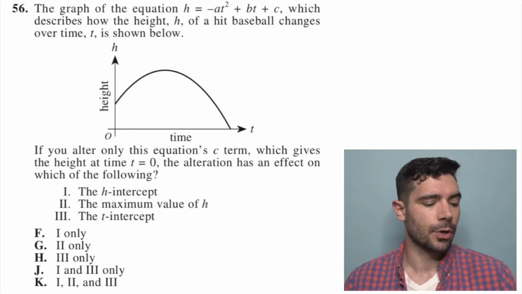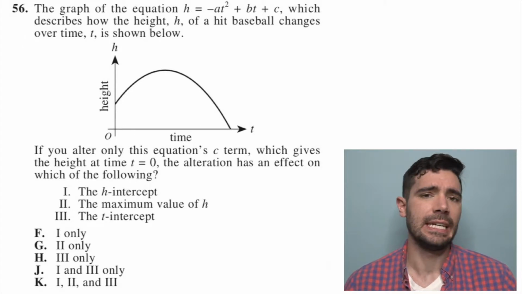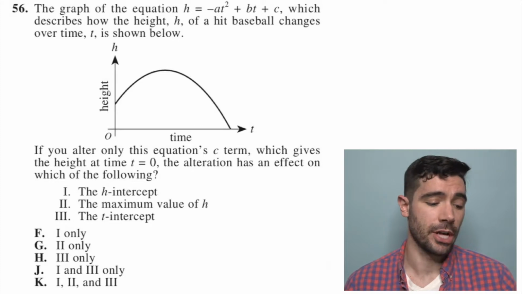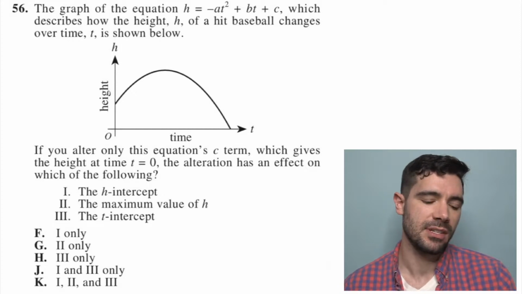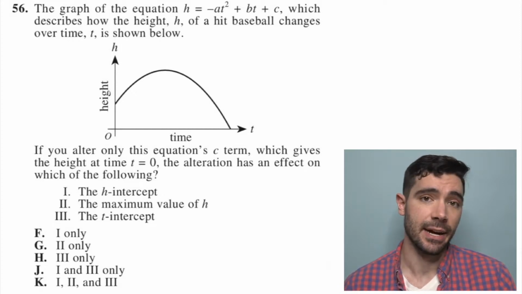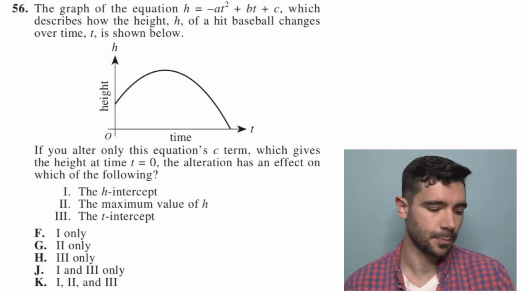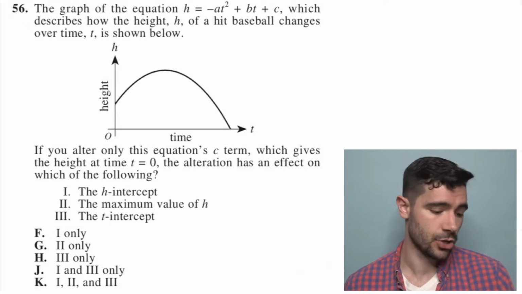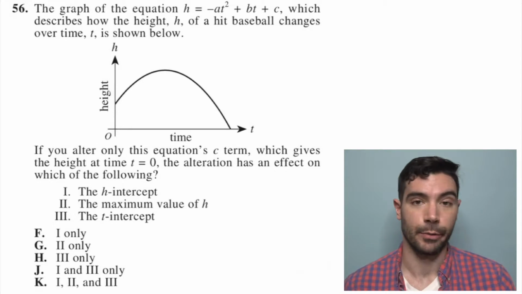It reads, the graph of the equation h equals negative a t squared plus bt plus c, which describes how the height, h, of a hit baseball changes over time, t, is shown below. If you alter only this equation's c term, which gives the height at time t equals 0, the alteration has an effect on which of the following? 1, the h-intercept, 2, the maximum value of h, and 3, the t-intercept. And then you gotta pick which ones of those are true.